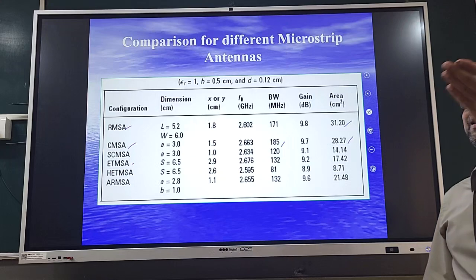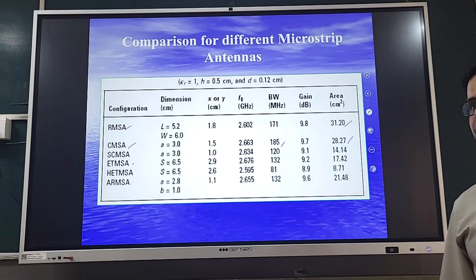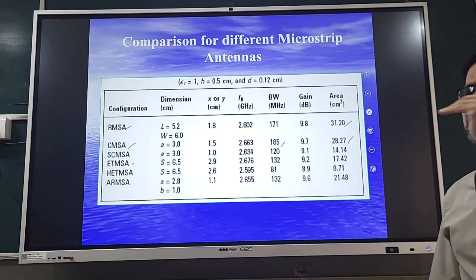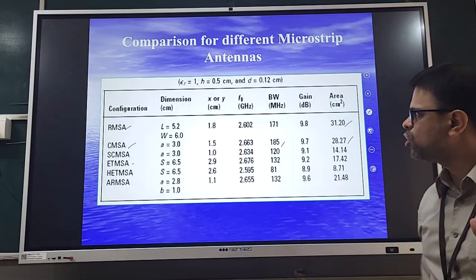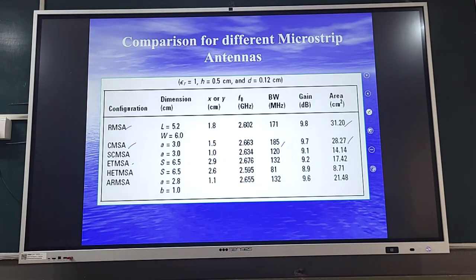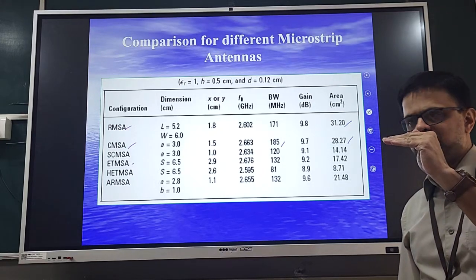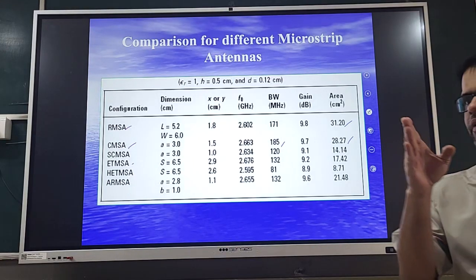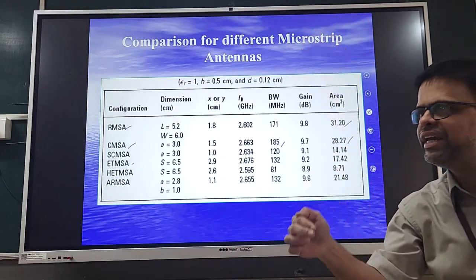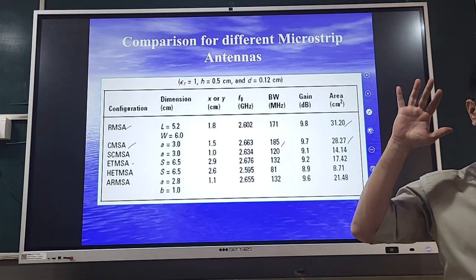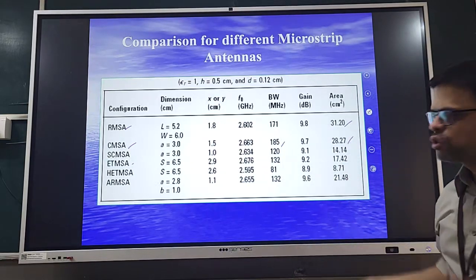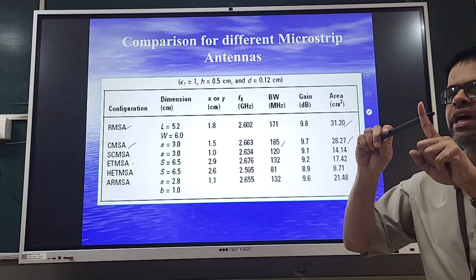Cross polar levels are higher in case of ETMSA and minimum in RMSA. That table is not over here. Cross polar levels are higher in ETMSA. Again, they are very much smaller in RMSA. So if I just go by cross polar level, RMSA has the lowest, ETMSA has the highest. Okay. In terms of gain, so the comparative points will be related to the gain.